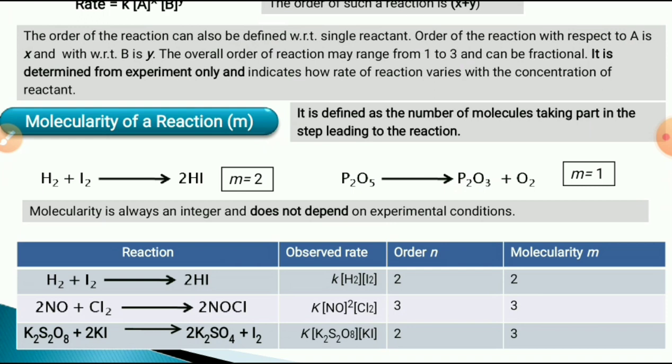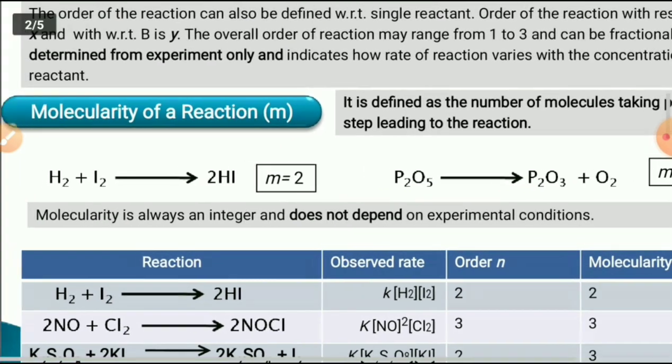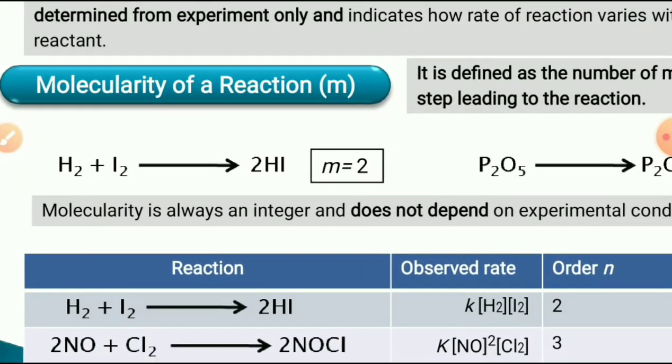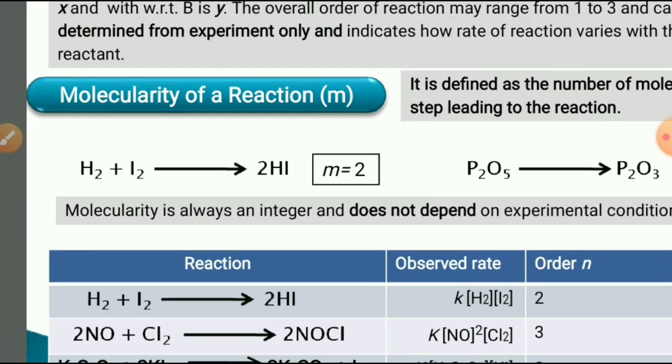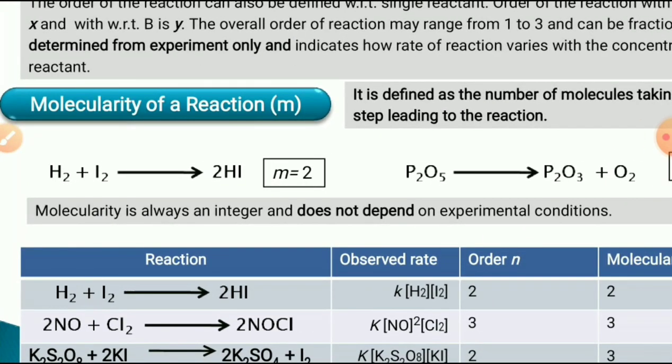Here we have taken a few examples. Here H2 gas and I2 react with each other to give two molecules of HI. Here the two molecules, H2 and I2, are the reacting molecules, so the molecularity of this reaction will be 2.